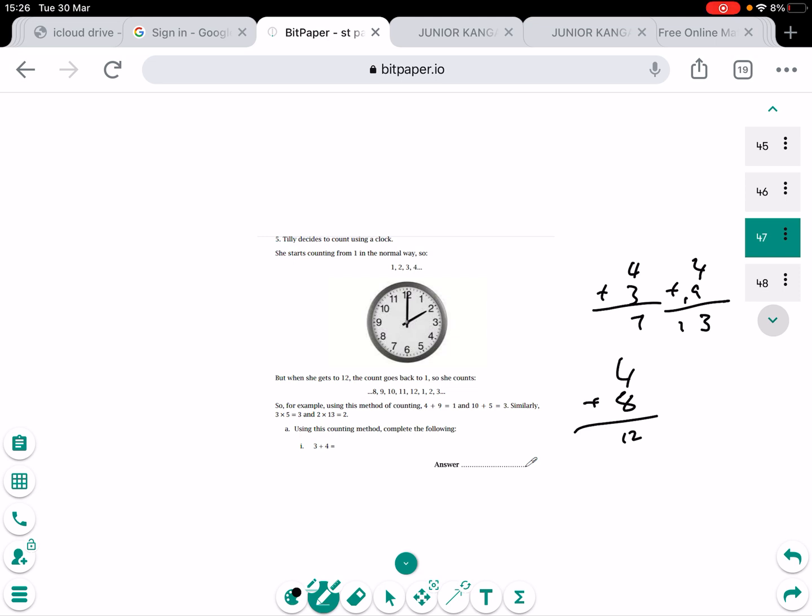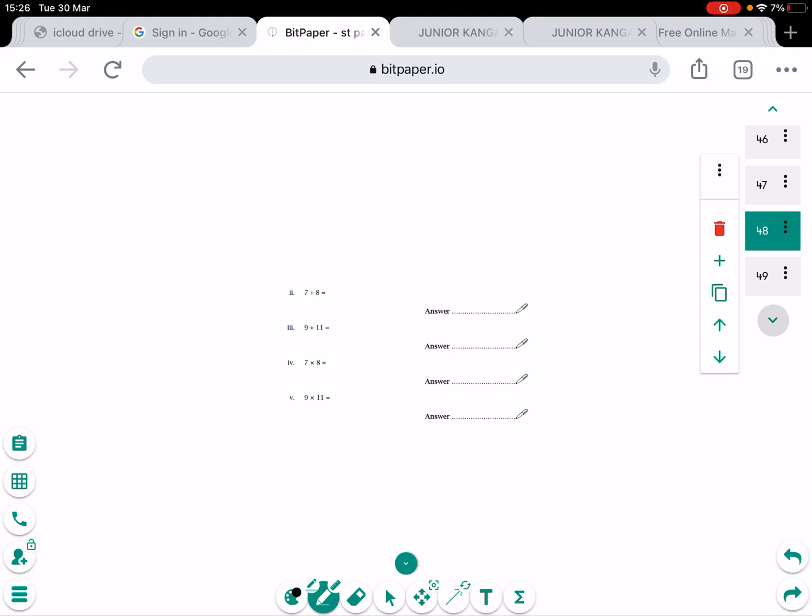And basically, if it becomes 9, then this digit becomes 1 because it's a clock and it goes around and around. But 12 is the highest it can get. So using the counting method, 3 plus 4 is still 7 because it hasn't reached 12 yet. For numbers higher than 12, you just divide by 12 and see the remainder and write it down. So for our page 48 here, we take 7 plus 8, 15 divided by 12, remainder 3, so we write 3 here.